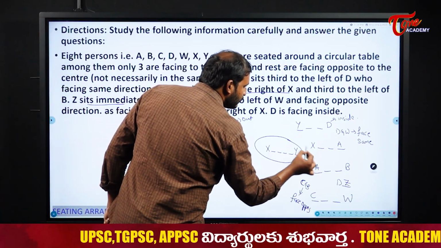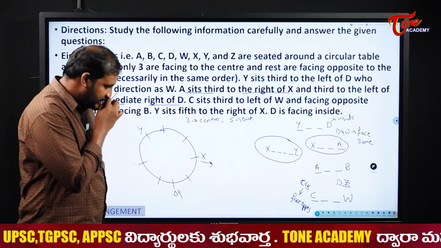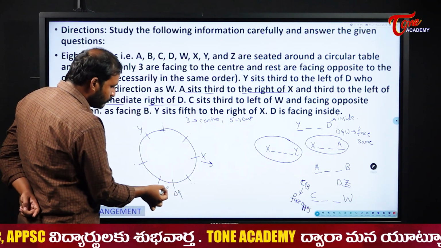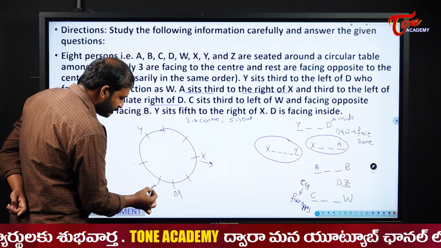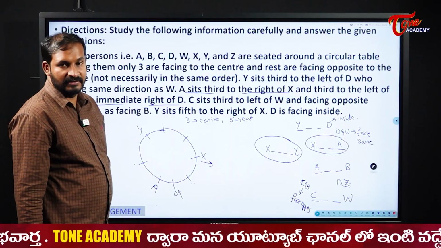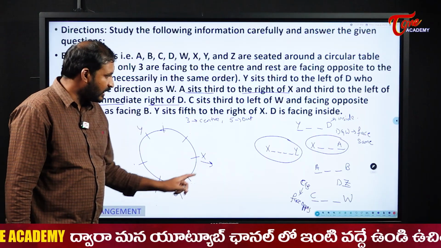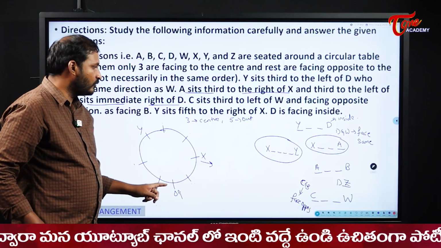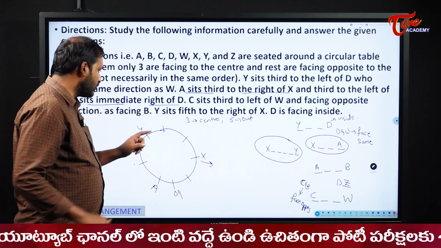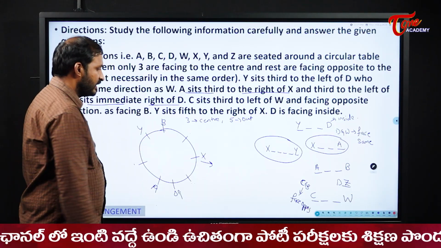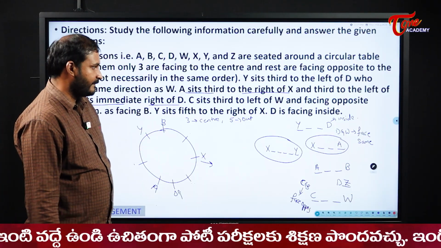X's third right is who? A. X's third right is A: 1, 2, 3. We don't know which direction A will face, but we know that. Next what they are telling, between A and B I should have 2 persons. I cannot put B here, so definitely I can put B here.